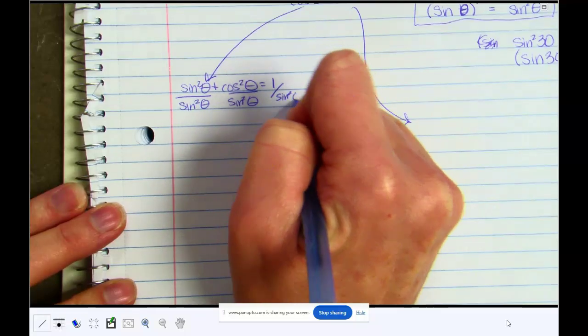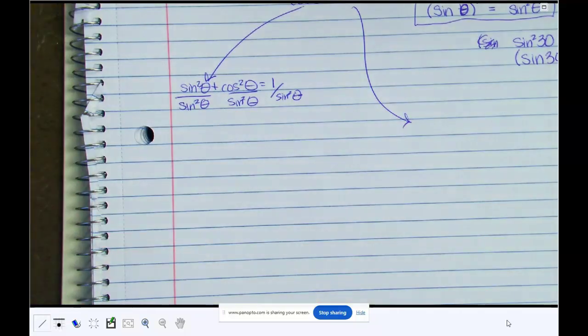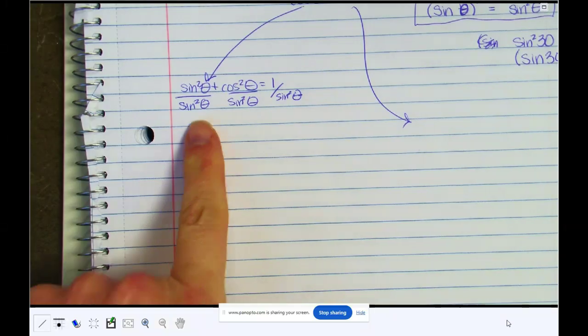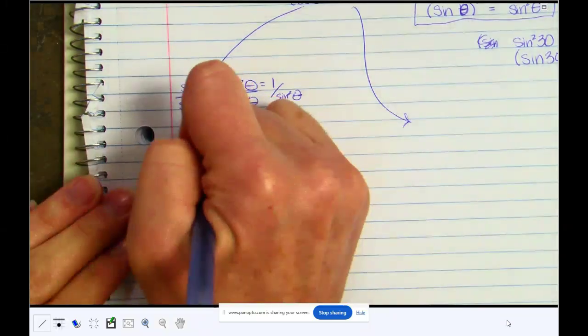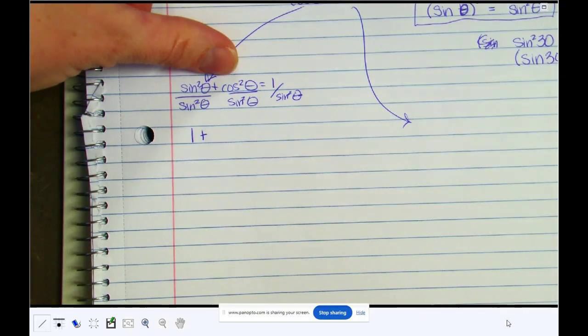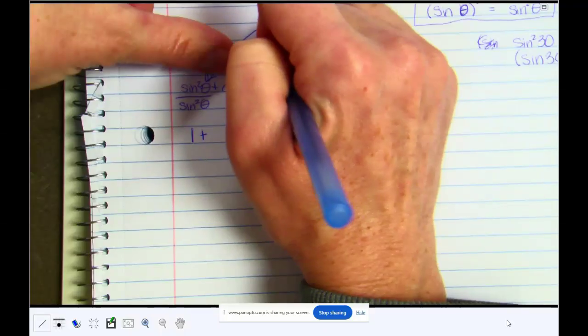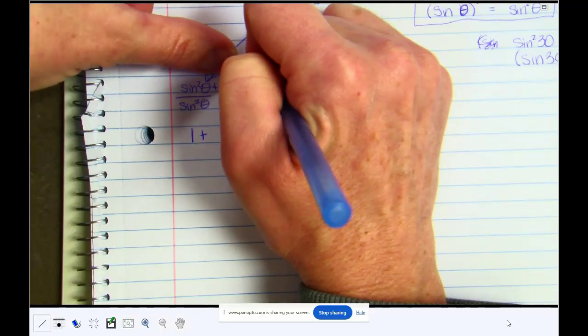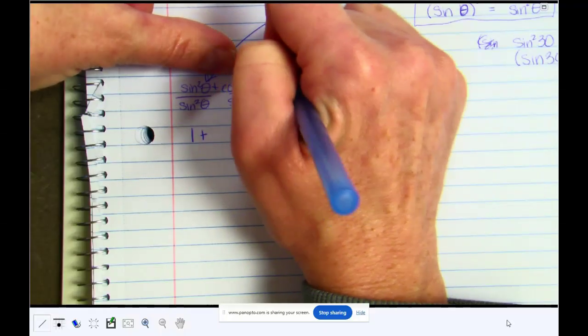Okay, that is mathematically legal because you're doing the same thing to both sides. So what is this equal to? 1. Now, you don't have to rewrite it, but remember what something squared means. It means 2 of them. This is a cosine and a cosine over a sine and a sine.